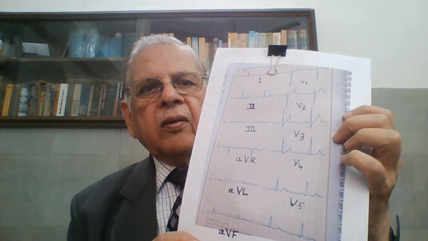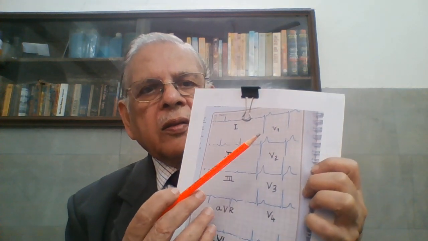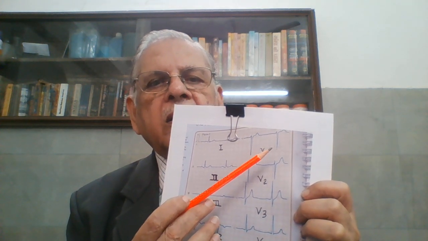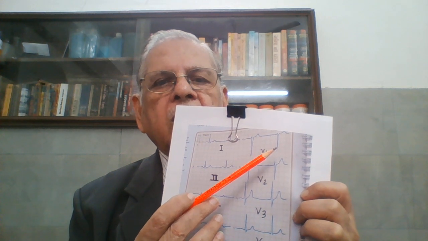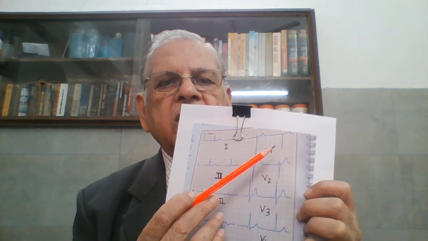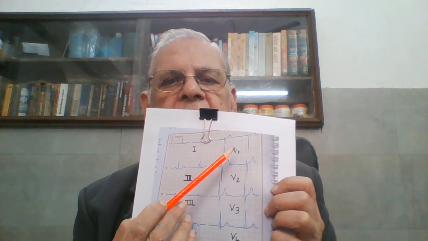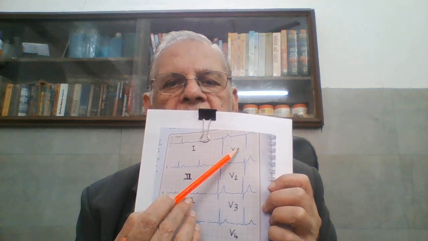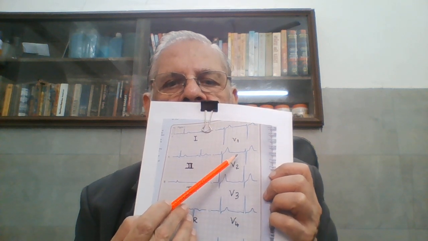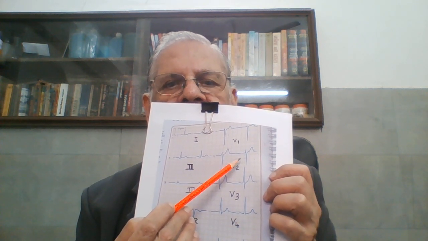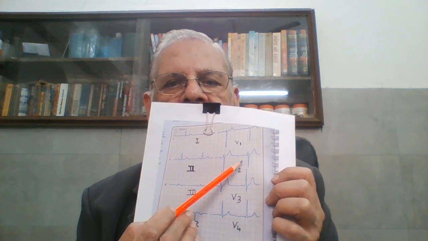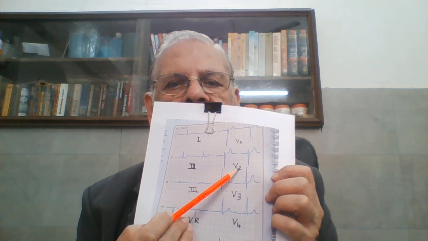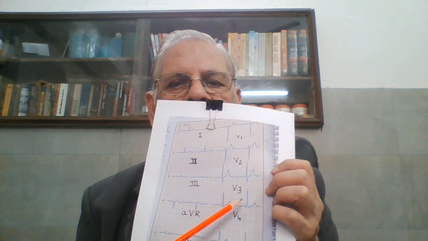Now the V1 lead is placed in the right parasternal region, fourth intercostal space. So in the fourth intercostal space in the parasternal region, we place a lead. This is the chest lead V1. Then on the left side, in a similar position, that is the left parasternal region, fourth intercostal space, this is the lead V2.